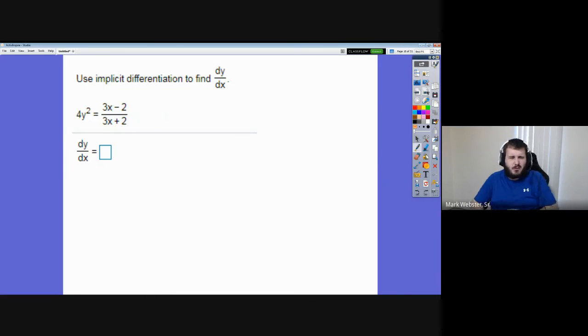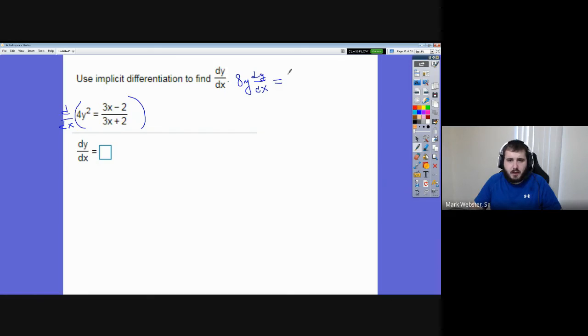We got 4y squared equals 3x minus 2 over 3x plus 2. So once again, we have something that we can do implicit differentiation for. So we're going to take the derivative of both sides with respect to x. So this gives us 8y dy dx equals, and then we're going to do the quotient rule, low d high minus high d low over low squared.